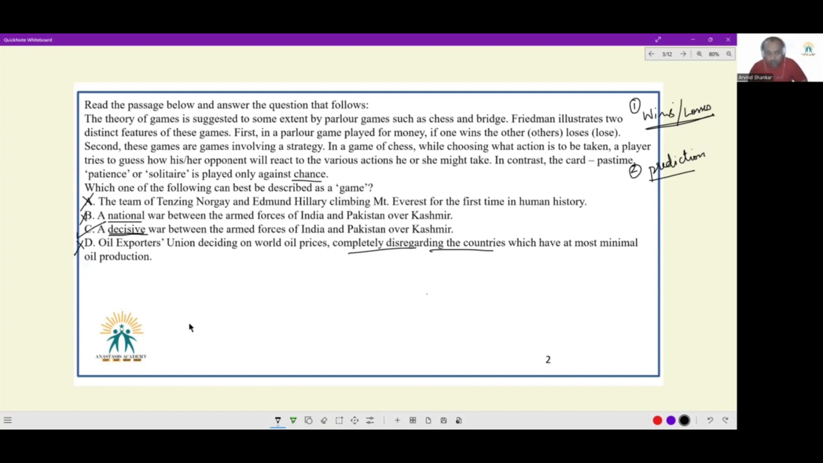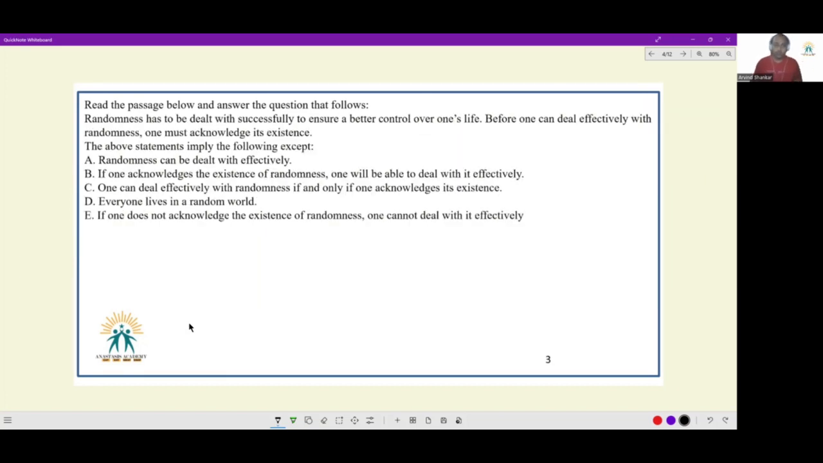answer. There's another one of those former CAT questions. This is from CAT 2000, and fairly straightforward, fairly understandable. Let us go to the third question now. First question: randomness has to be dealt with successfully to ensure a better control over one's life. Before one can deal effectively with randomness, one must acknowledge its existence. Okay?